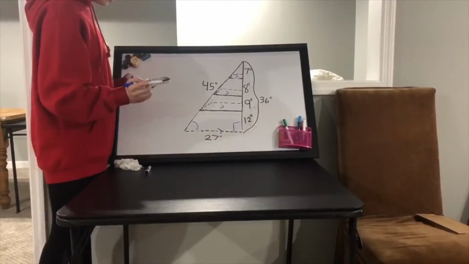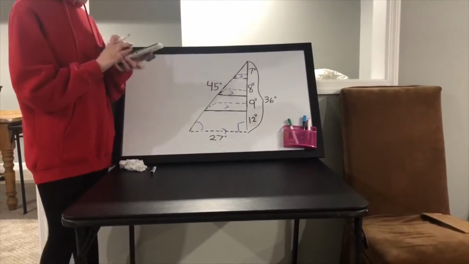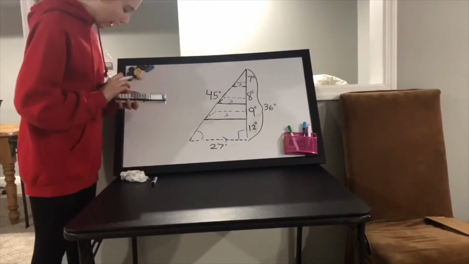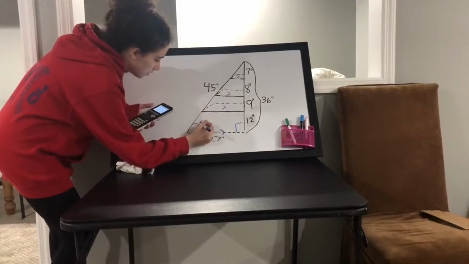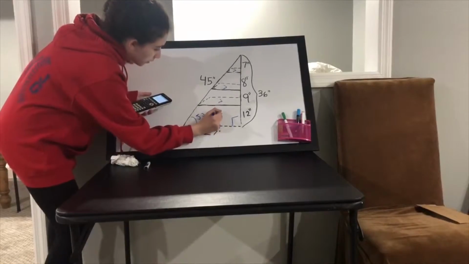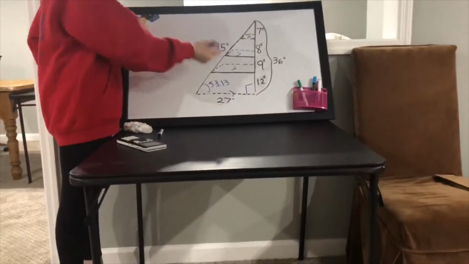We need to use its opposite over its adjacent. So we're going to put in second tan, 36 divided by 27, close parentheses, and we get 53.13 when we round to the nearest hundredth. Now we need to figure out what the rest of these angles are.